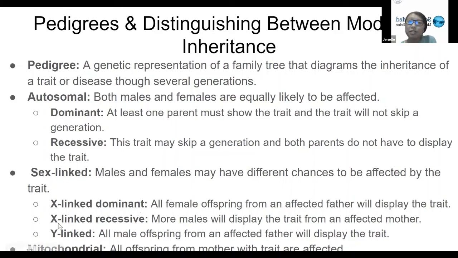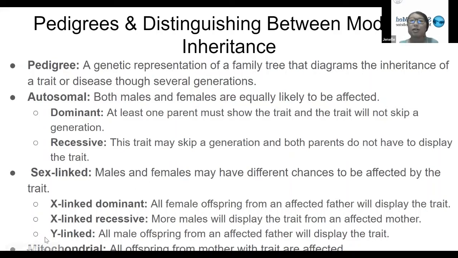And then next is X-linked recessive, in which case more males tend to display the trait from an affected mother, because males only have 1 X chromosome. So if they're receiving that X-linked recessive trait from an affected mother, they're definitely going to show it. For females, it's a little different, because they can have the X-linked recessive trait from their mother, but if they get another X from their father that's normal and dominant to that recessive trait, then they won't show it.